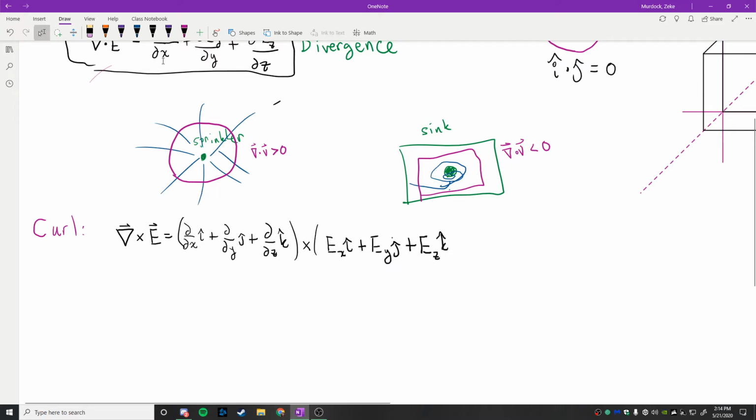Now this operation is quite a bit more complicated, right? Because now we have to start thinking about the following. What is i hat cross i hat equal to? I hope you remember that this is equal to 0. Any vector cross product with itself is 0. And then stuff like, what's i cross j? i cross j is equal to positive k.